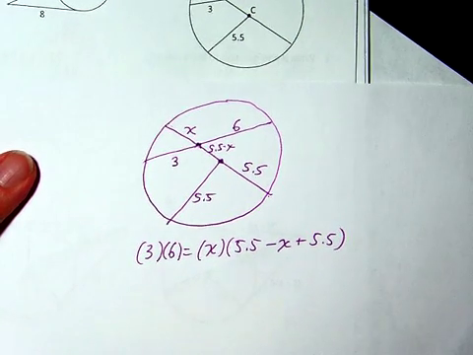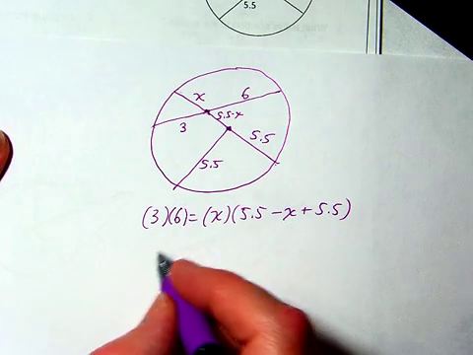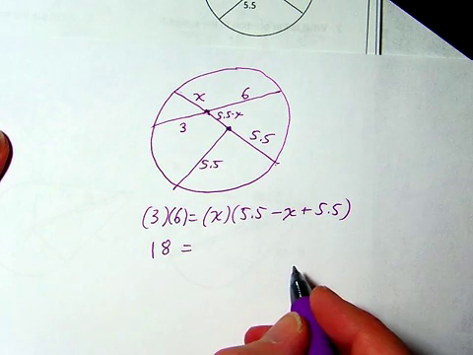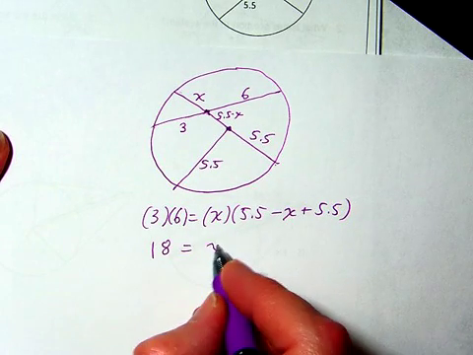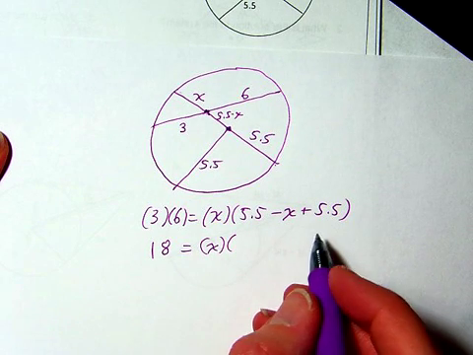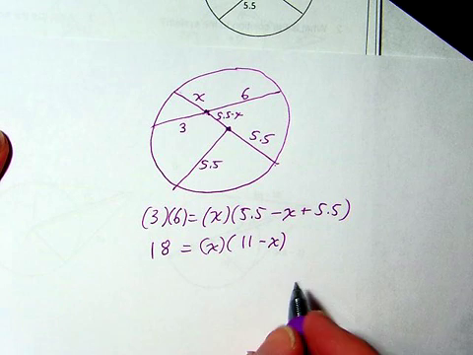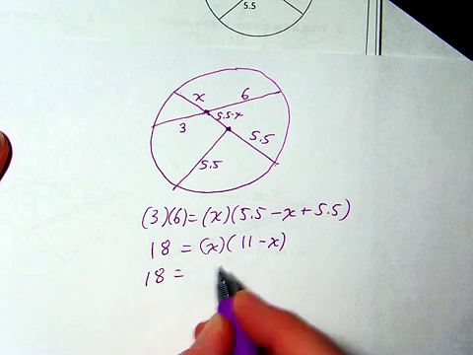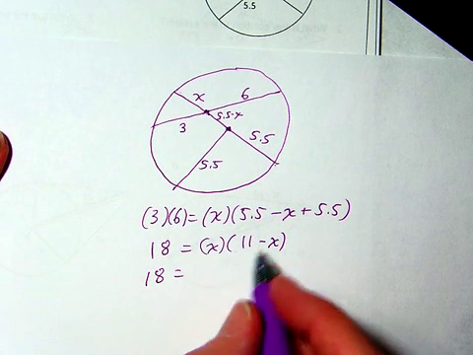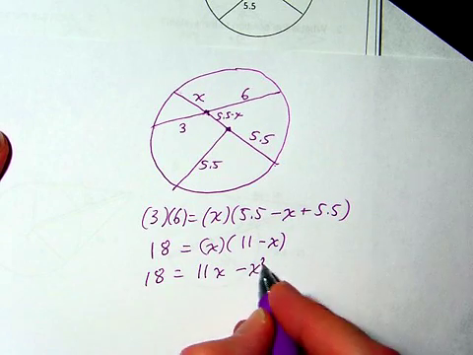And so what we need to do is combine like terms and solve for x. 6, 12, 18 on the left. Let's combine like terms. 5.5 times 5.5 is 11 minus x. So that's our new equation. Let's multiply and distribute x over 11 minus x. That gives us 11x minus x squared.